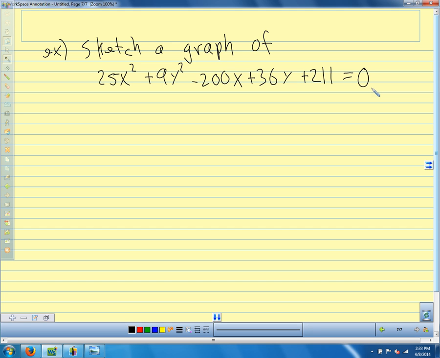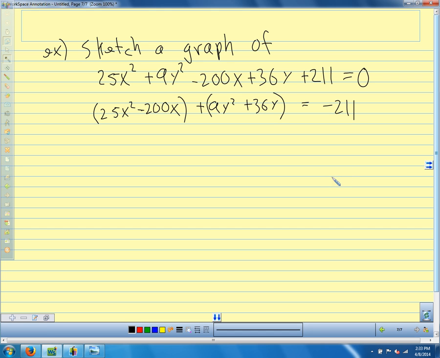So how do we need to start? What do we need to do? We get to complete the square. So I'm going to group my x terms together: 25x squared plus or minus 200x. Plus 9y squared plus 36y. Group those together, and I'm going to put equals negative 211 on that side.